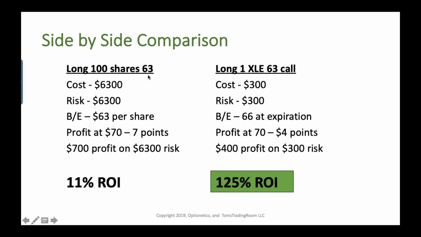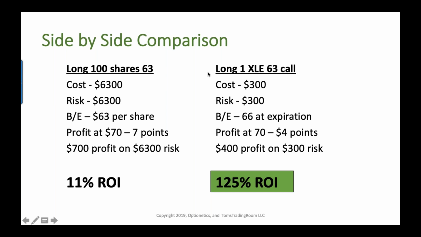So if I've got long 100 shares of XLE at 63, it's going to cost me $6,300. That's my risk. That's my break even. If we get to 70, I make 7 points. I have a 7-point open position profit at that point, or $700 on $6,300 risk. I basically have an 11% return on investment at that time.